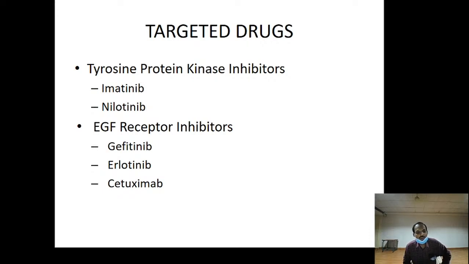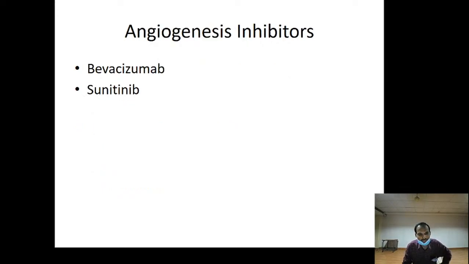And gefitinib, erlotinib, cetuximab, if you remember lung cancer, it is important. And what type of lung cancer? Which has EGF receptor upregulation. In which type of people? In non-smokers and females. That is where it is more useful. Of course, they can be used in head and neck cancers also, especially cetuximab.